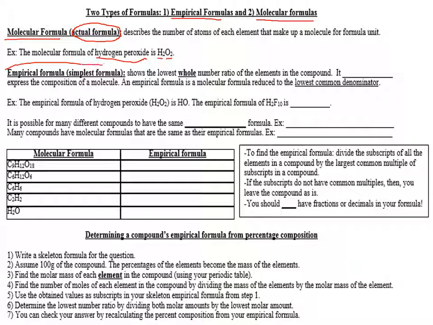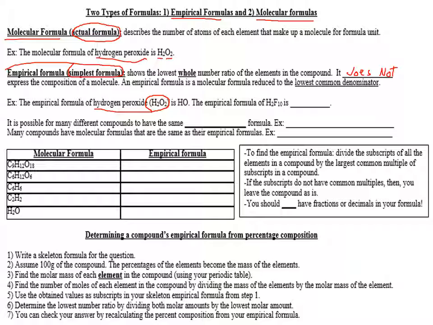The empirical formula is something that I also call the simplest formula. It's the reduced formula. It's the lowest whole number ratio of the elements in that compound. So it does not accurately express the composition of the molecule. It doesn't really tell you how many H's or O's there are. It just tells you there are H's and O's and the ratio of that. So for example, here I have hydrogen peroxide. Its molecular formula is H2O2, telling me exactly there's two H's and two O's.